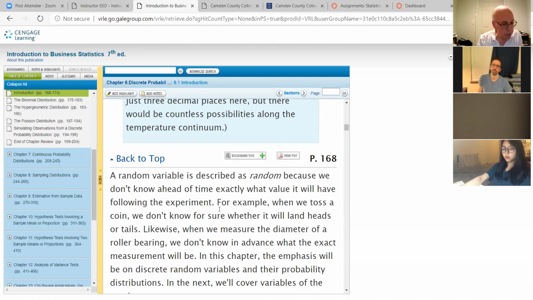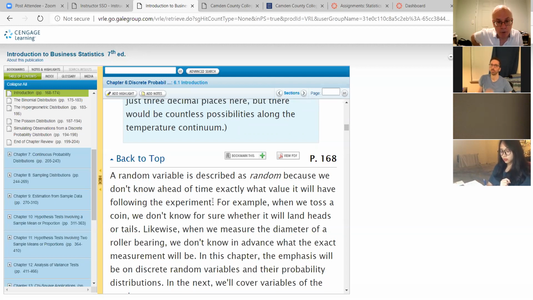And the book does a decent job in describing what these things are. A random variable is described as random because we don't know ahead of time exactly what value we'll have when we actually run the experiment. In algebra, we talk about variables, but we know under certain circumstances exactly what value we're going to get. It's absolutely for sure this is the value we're going to get. But with a random variable, we don't know.